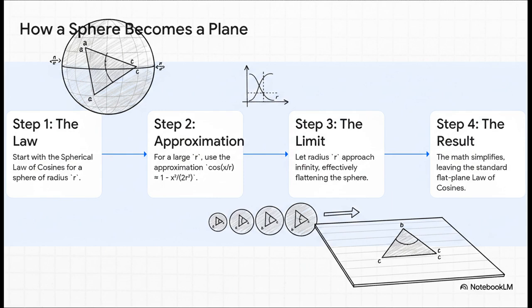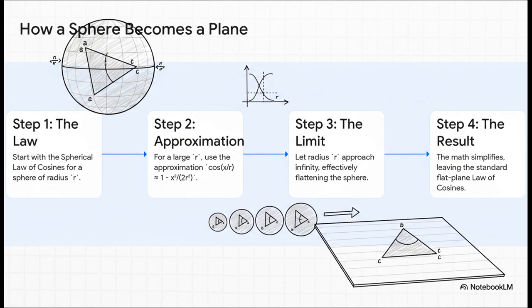Imagine you're on a sphere, but it has a huge radius, we'll call it r, so big that the sides of your little triangle are just tiny little arcs. And that means they correspond to really, really small angles. Now, there's a neat little math trick, it's a bit of calculus, that lets us approximate the cosine of these tiny angles. So we take that approximation and we plug it back into our big spherical law. And then comes the final step.